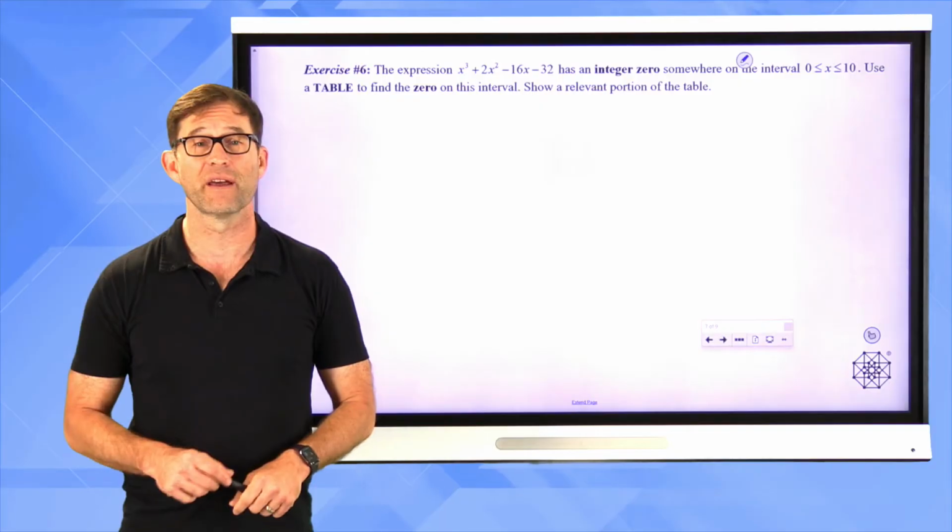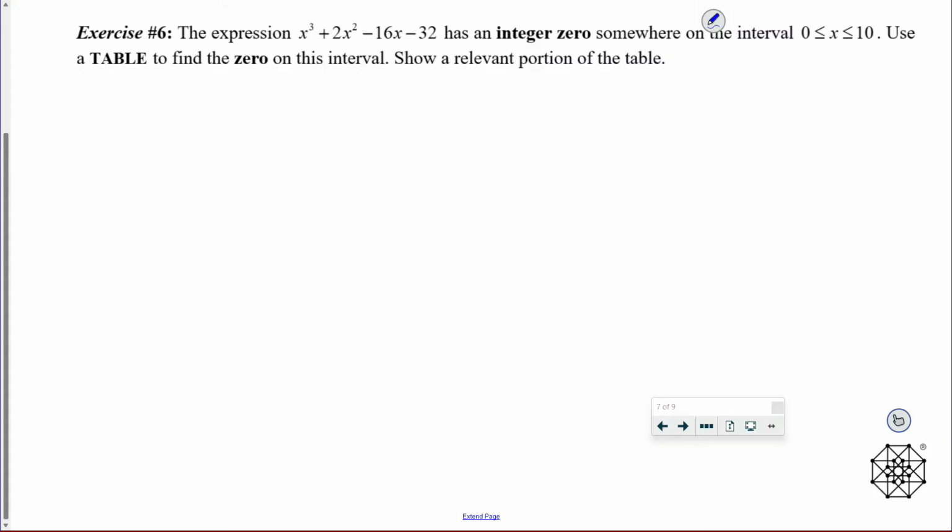But let's take a look at exercise number 6. The expression x cubed plus 2x squared minus 16x minus 32 has an integer 0 somewhere on the interval 0 is less than or equal to x, which is less than or equal to 10. Use a table to find the 0 on this interval. Show a relevant portion of the table.